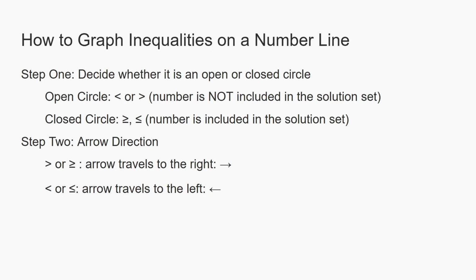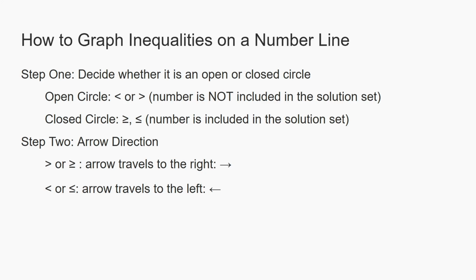So after we have our inequality solved, our first step is to decide whether it's going to be an open or closed circle. An open circle is used for less than or greater than, and it's used when the number is not included in the solution set. The closed circle is reserved for greater than or equal to and less than or equal to, and it is when the number is included in the solution set. It's the equal to part of the greater than or equal to and less than or equal to that allows you to close that circle.